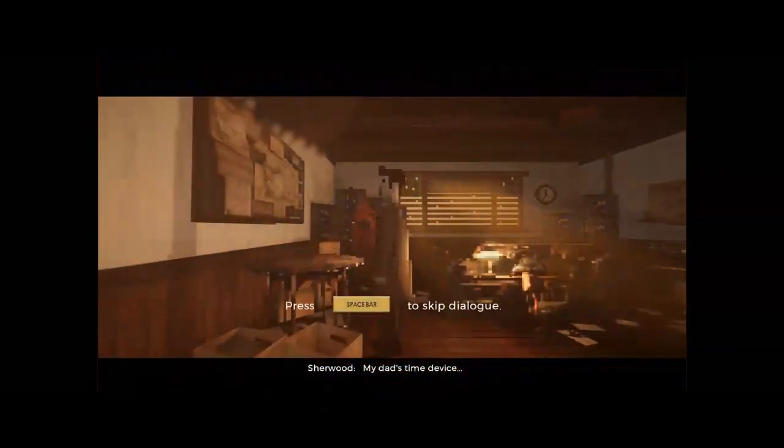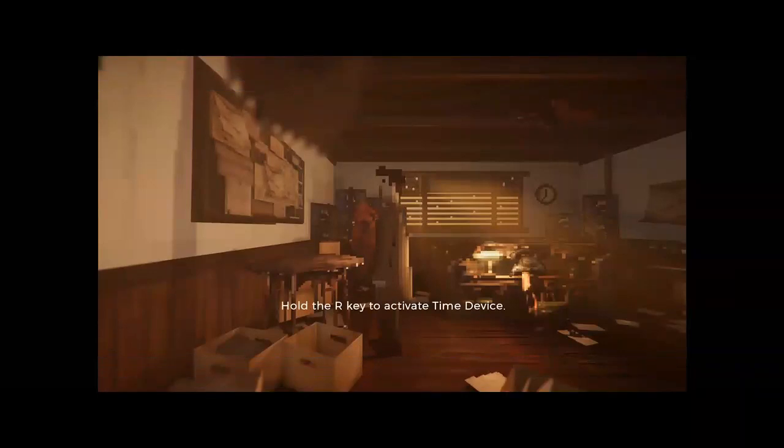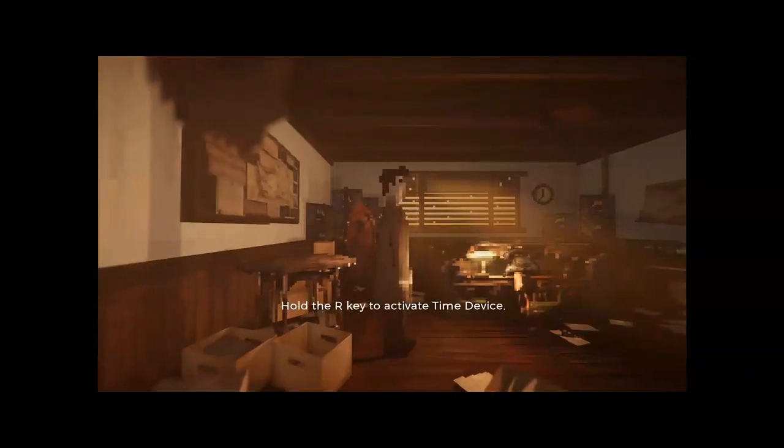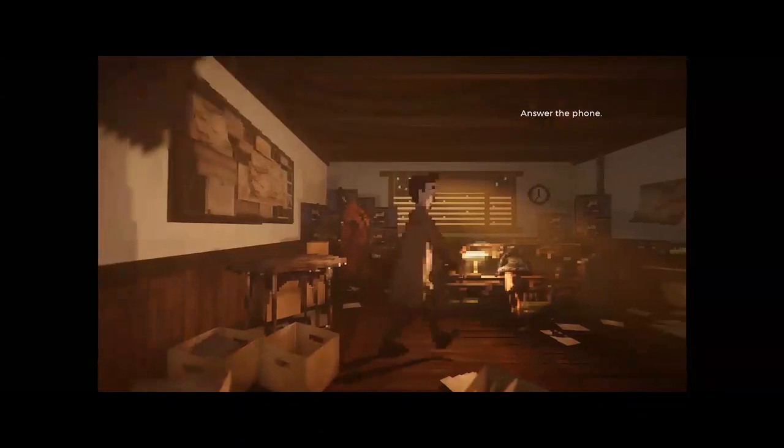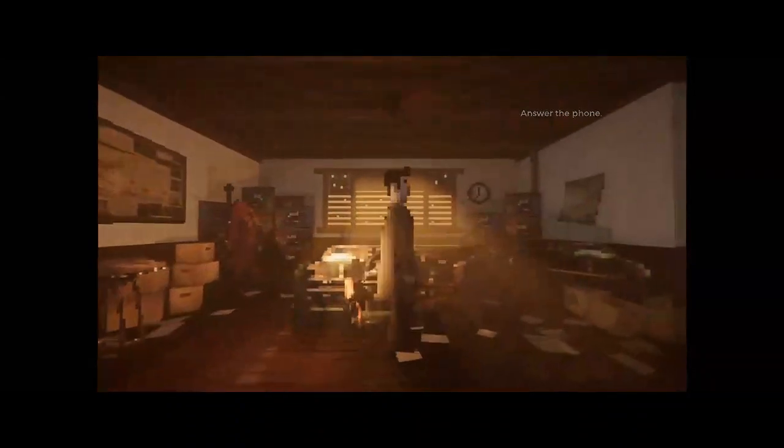Okay, so you pick up the device, hit space. Whenever you want to activate the time device, you can hold the R key. That will activate and visualize your time on the top of your head. Okay, so you just pick up the phone and go over here.